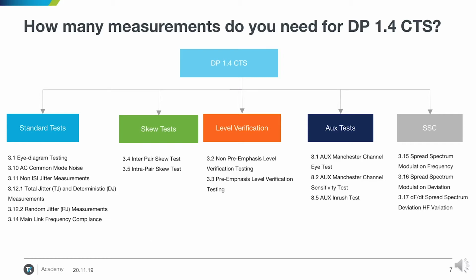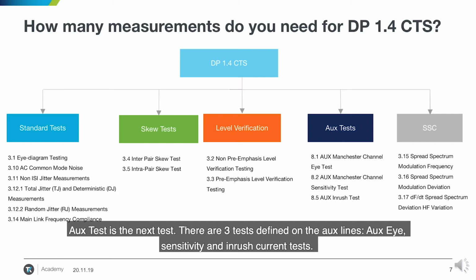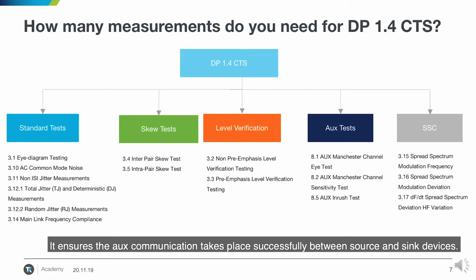Auxiliary test is the next test. There are three tests defined under the auxiliary test: auxiliary I, sensitivity, and in-rush current tests. It ensures the auxiliary communication takes place successfully between source and sink devices.